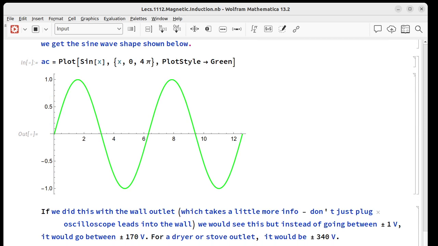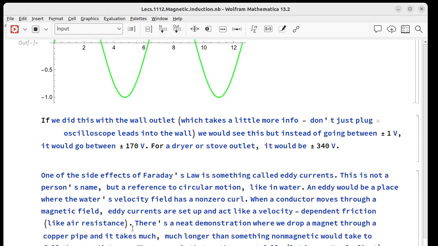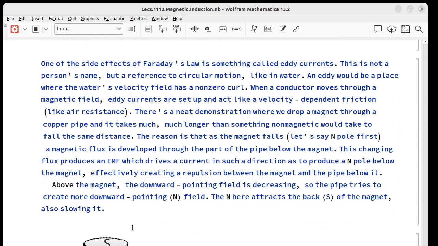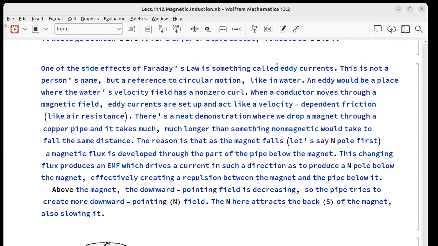One of the side effects of Faraday's law is something called eddy currents. This is not a person's name. This is eddies, like circular motion. So this is a place where the water's velocity field is curling around a little bit. When a conductor moves through a magnetic field, it sets up these circular currents, and they act like velocity-dependent friction, or air resistance. There's a really cool demonstration you can find online.